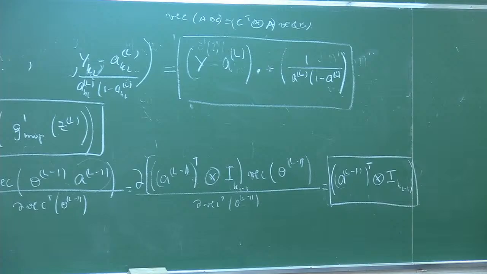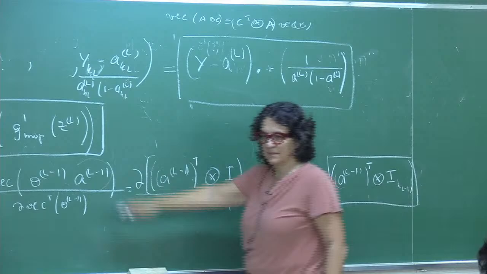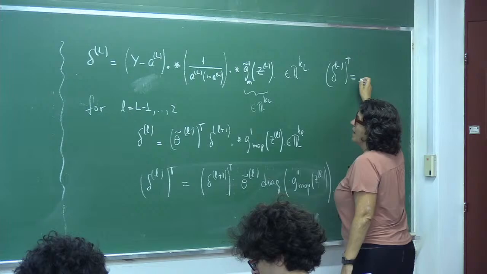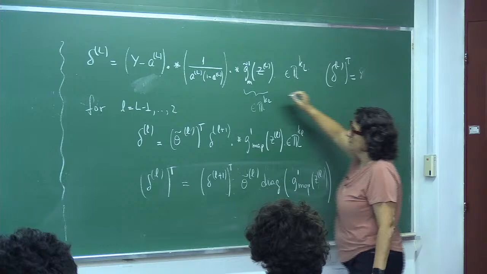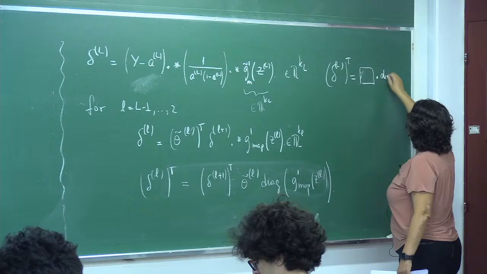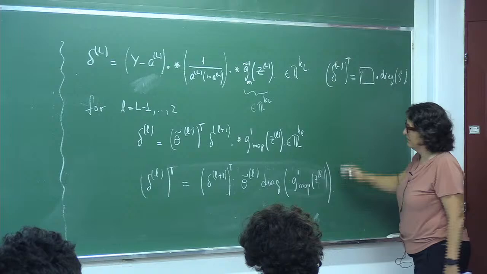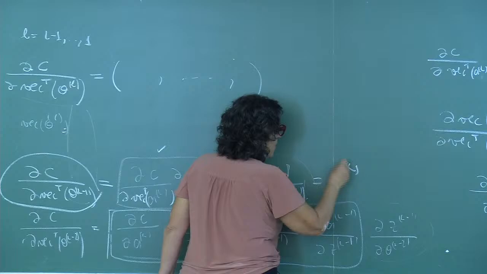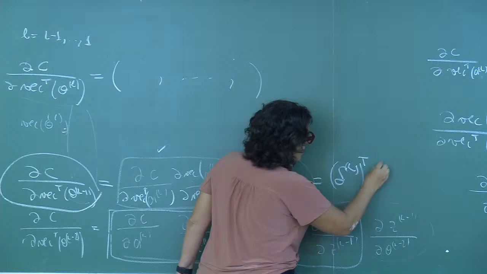Okay, the product of this with this one is exactly the transpose of this. We will see this. I'm saying the transpose of this is equal to the first part, all of this part, times the diagonal of G prime, because of the thing that we saw before. Therefore, all this one is no more than theta L transpose times A L minus 1 transpose times the identity.